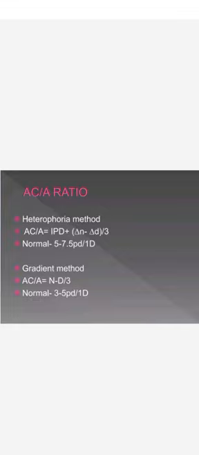Okay, the AC/A ratio by heterophoria method is IPD plus angle N minus angle D, divided by 3. Normal 5 to 7 is normal. 5 PD is 1 diopter. Gradient method: AC/A ratio is N minus D divided by 3. Normal is 3 to 5 PD per 1 diopter.